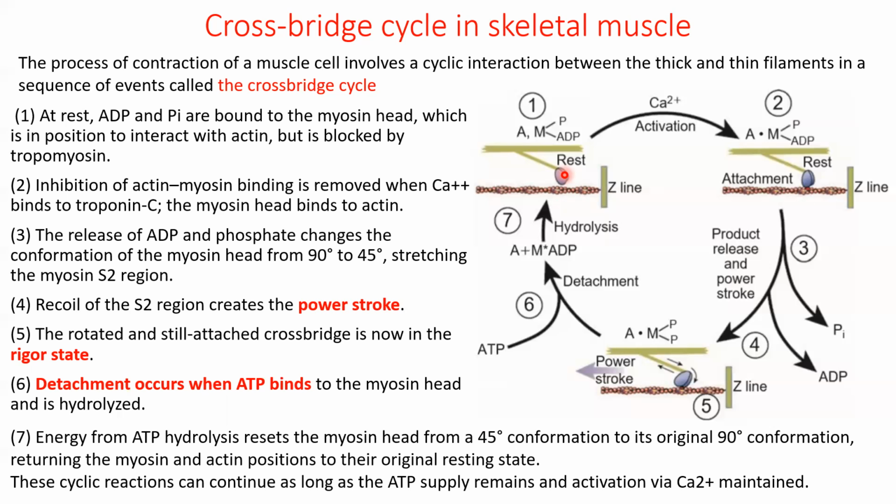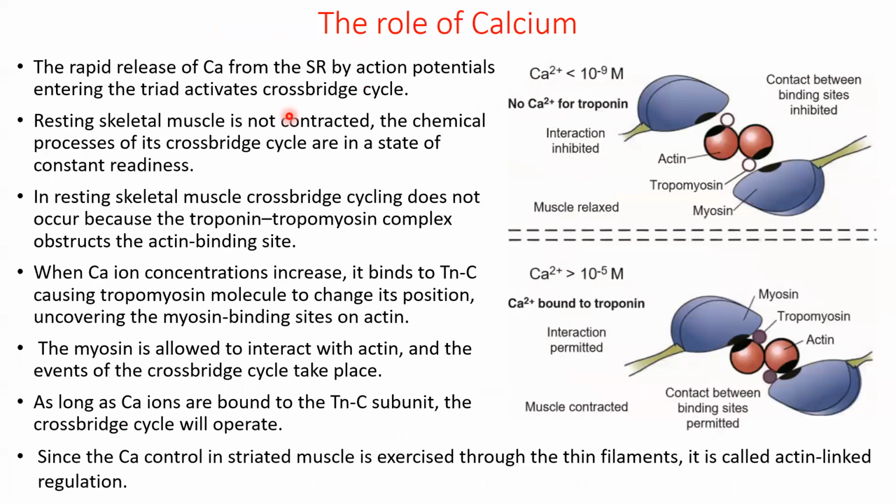Okay? As long as there's calcium there, it's just going to keep going through the cross-bridge cycling. All right? Because calcium takes away the inhibition of the tropomyosin away from the actin. All right? So, by the way, these are just my slides. Now, there's that calcium. All right?